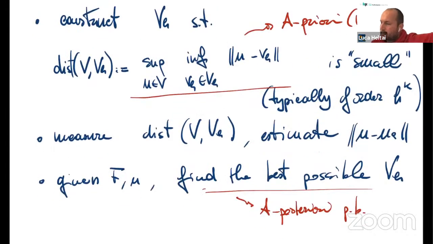So we are going to be understanding the estimates that come out from here. We're going to estimate the distance between finite dimensional spaces and infinite dimensional spaces. We are going to measure these things and estimate how they go with respect to several norms of the functions U. And then we are going to do this a posteriori error analysis, which is, given F and UH, find the best possible VH in such a way that it is computable and actually implementable in a C++ code.